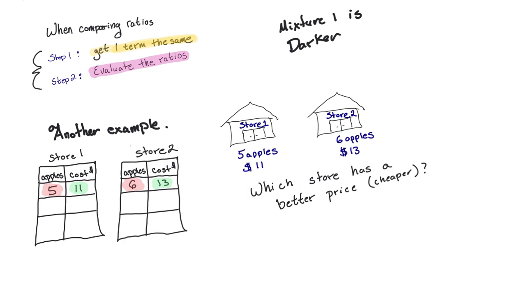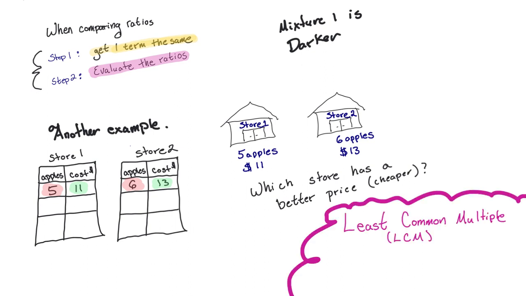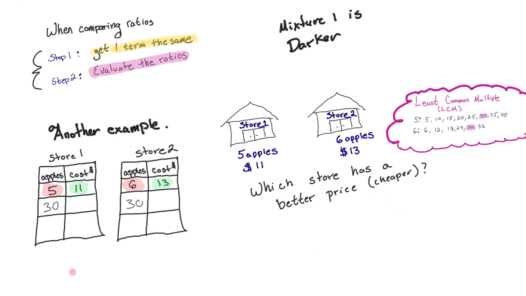To me, 5 and 6 seem to be easier numbers to work with than 11 and 13. So I'm going to get my apples to be the same. So I need to think about how I can get 5 and 6 to become the same number. And so I'm going to think about the least common multiple. The least common multiple of 5 and 6 is going to be 30. So I know that I'm going to get both of my ratios to have 30 apples, which means I need to scale store 1's ratio up by 6, and I need to scale store 2's ratio up by 5.